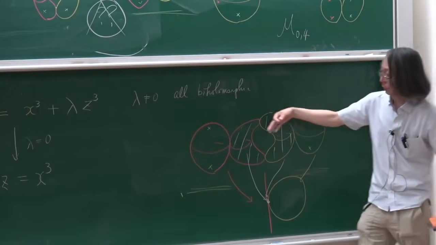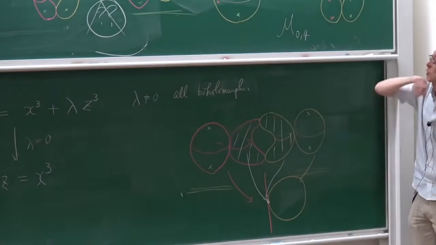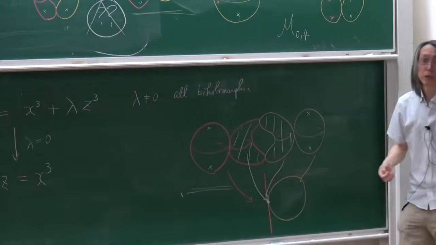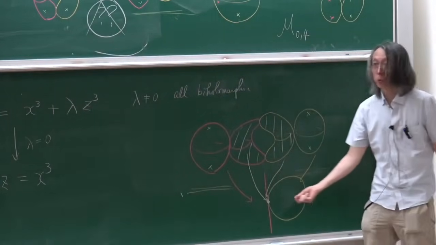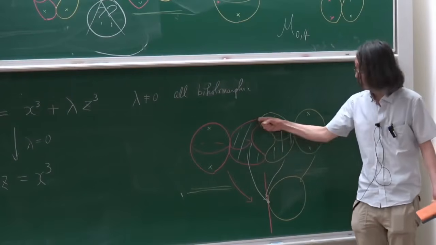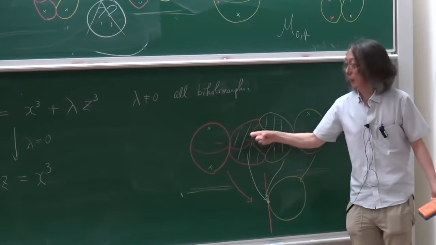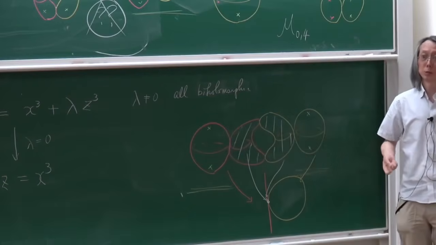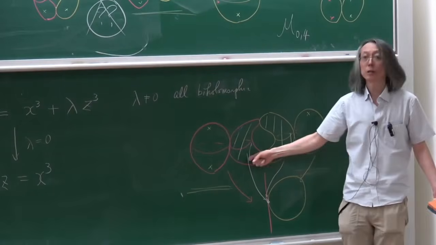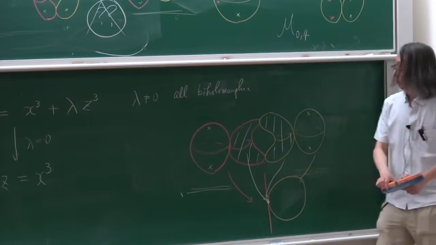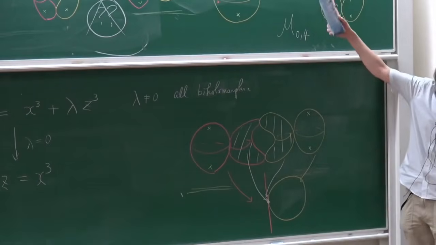So I have 4 components: 2 components as they are, and 2 additional components. It just contracts to a point. And these 2 are stable because I have 3 special points, like 3 nodal points. Therefore, these 2 have trivial automorphisms, right? Although the domain's image is constant. So this is a way to get the limit.